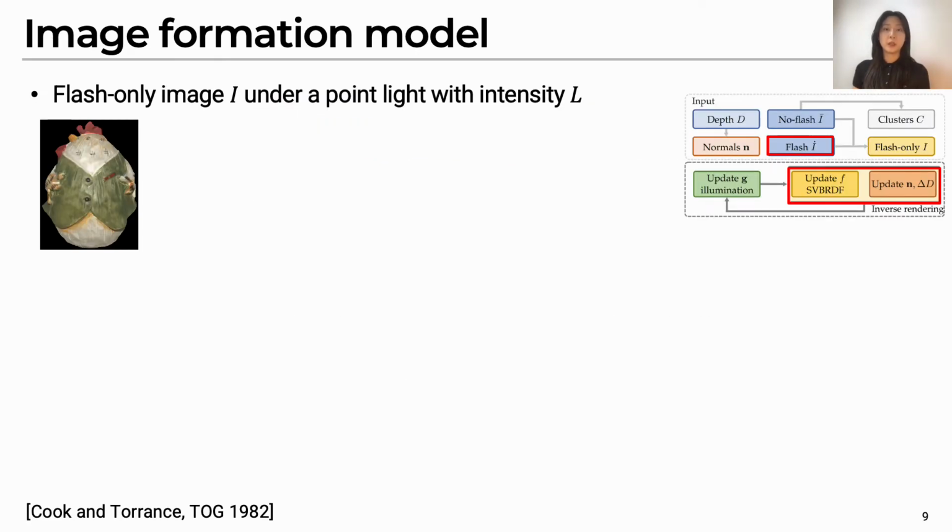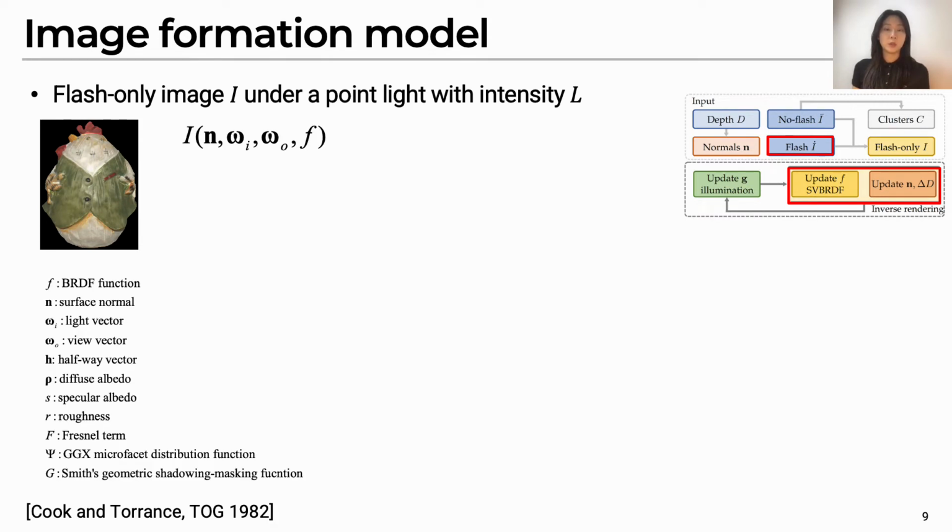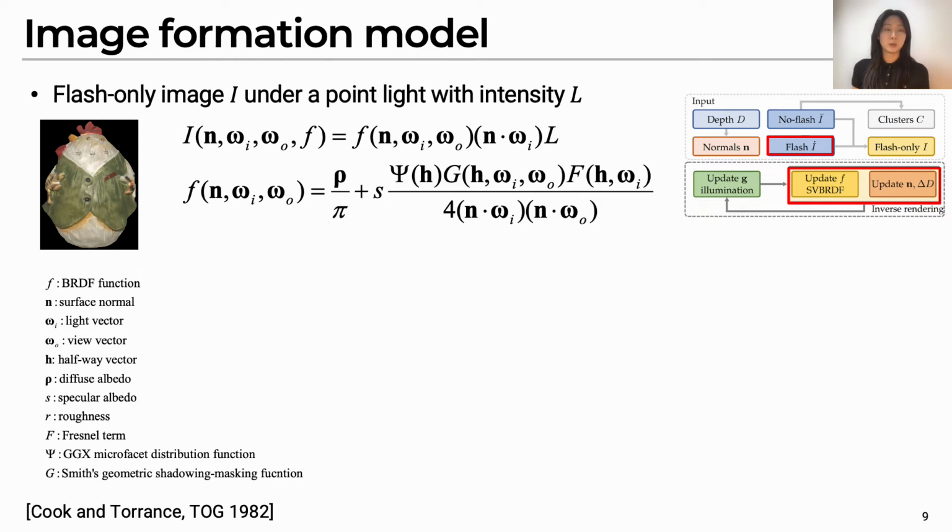We first obtain a flash-only image by subtracting the ambient-only image from the flashlight image. We mainly use the flash-only image for the joint optimization, since we assume that there's only one point light source. We can simply formulate the flash-only image as the multiplication of shading and BRDF. Here, we use the Cook-Torrance model for BRDF, which is the summation of diffuse and specular reflection terms.